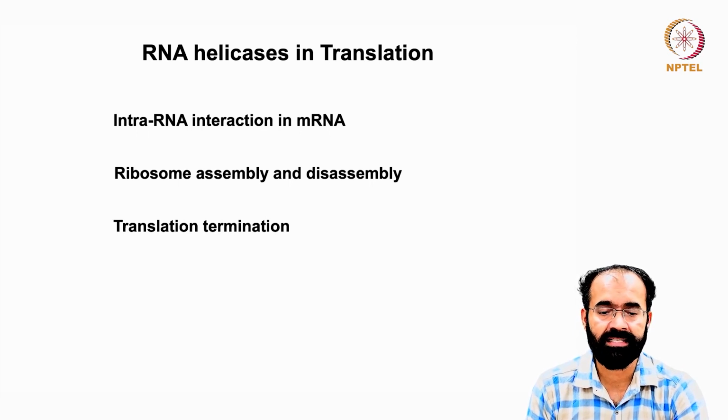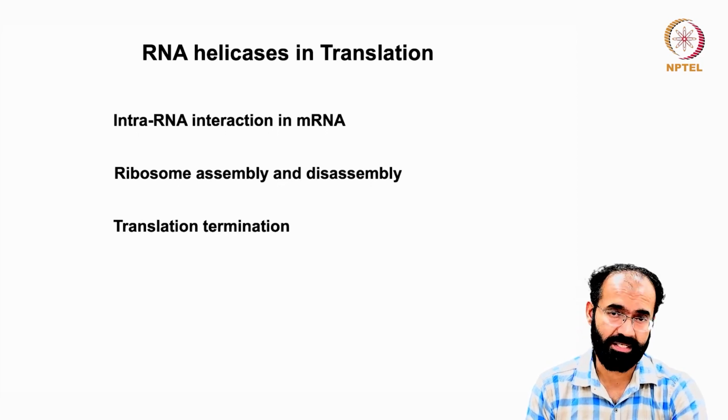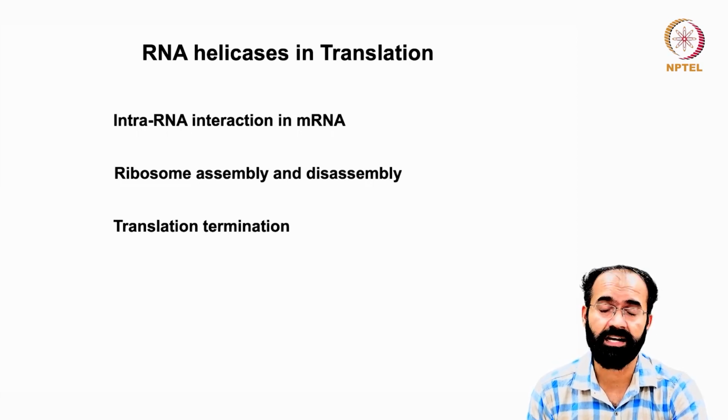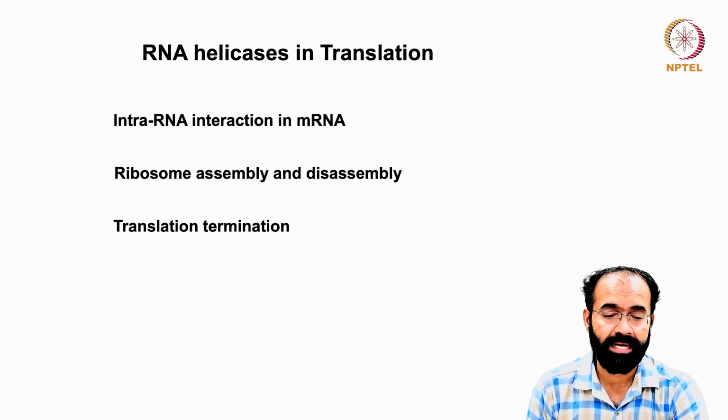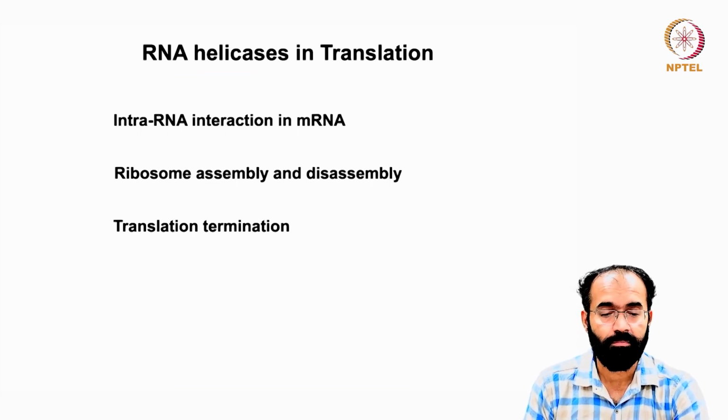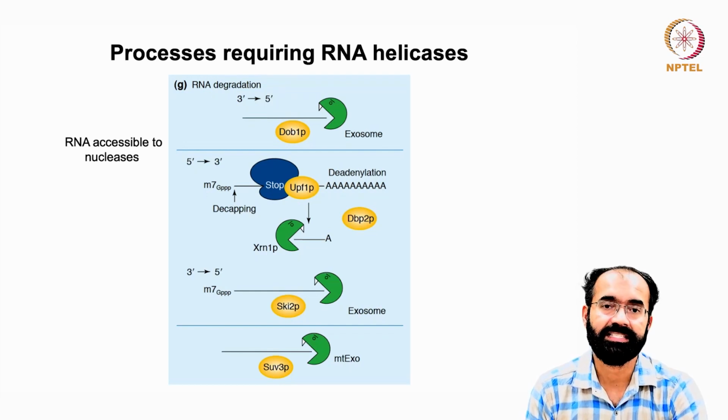Intra-RNA interaction in mRNA means many times the mRNA has to interact with ribosomal RNA present in the ribosome, which is facilitated by specific helicases. Ribosome assembly and disassembly: assembly to start the translation, and disassembly once the translation is stopped, and the translation termination. All this requires RNA helicases. Let us see some more examples where RNA helicases are needed.